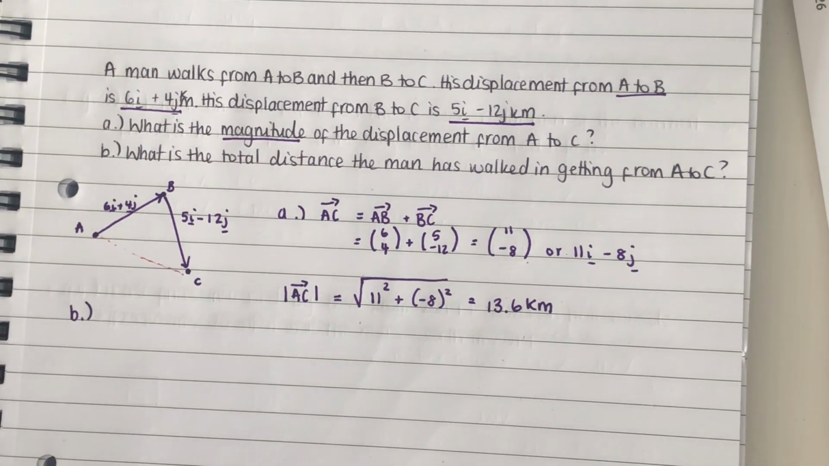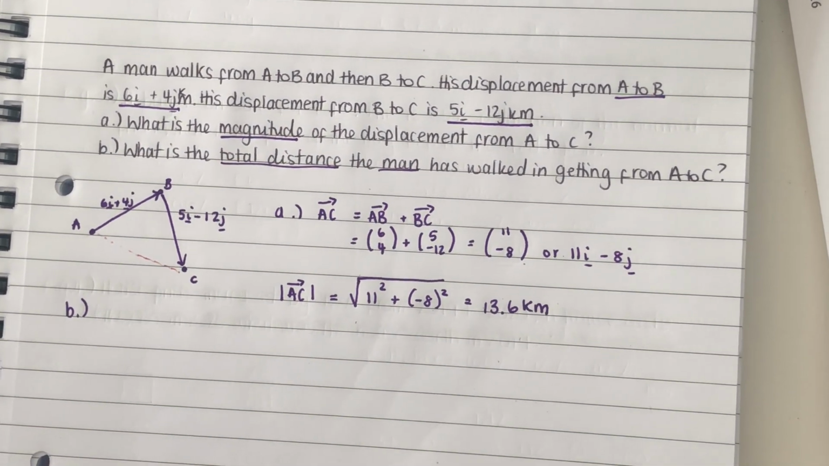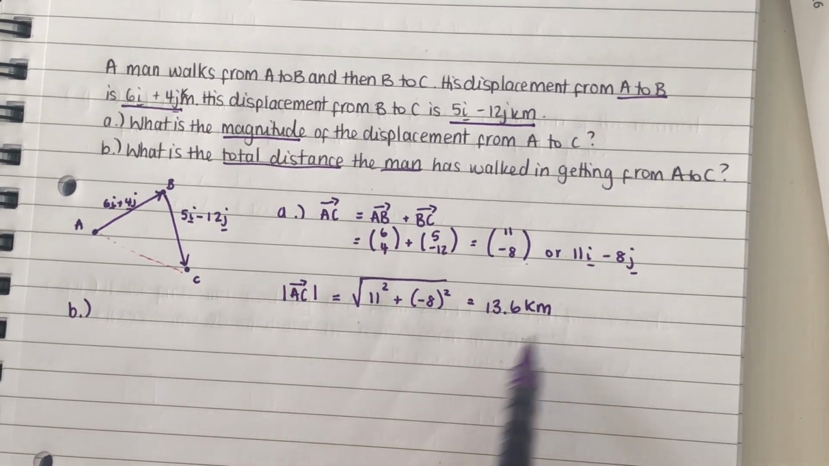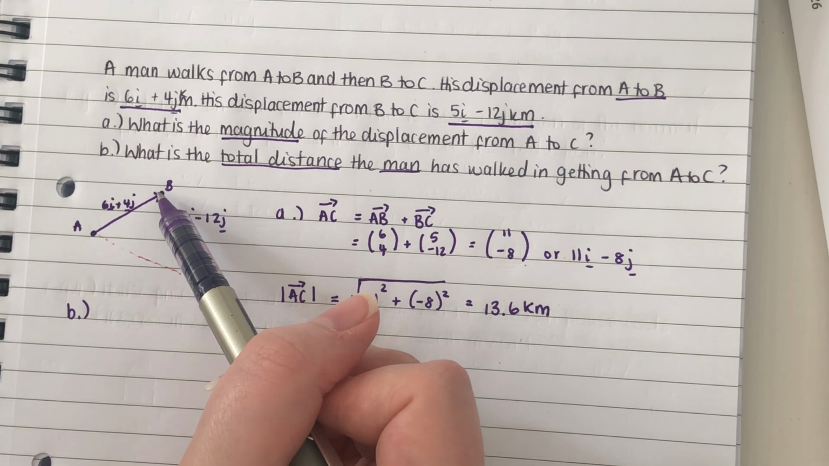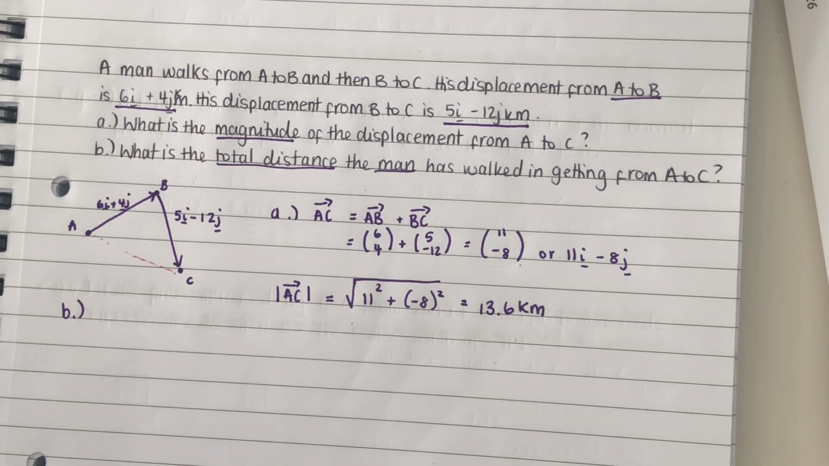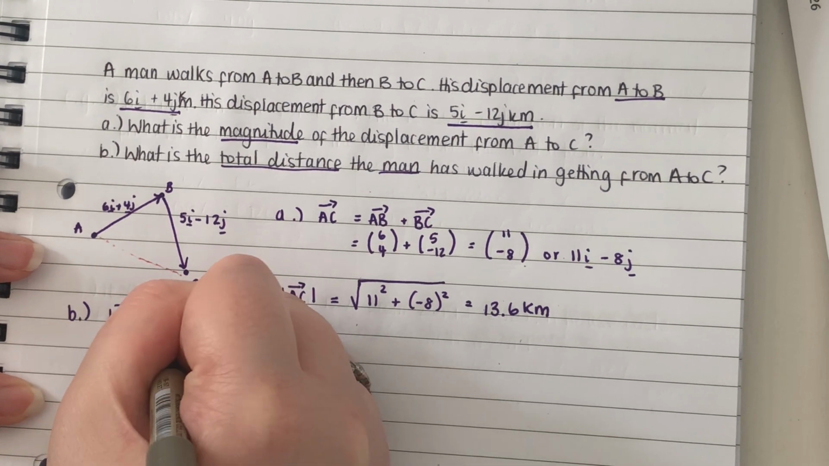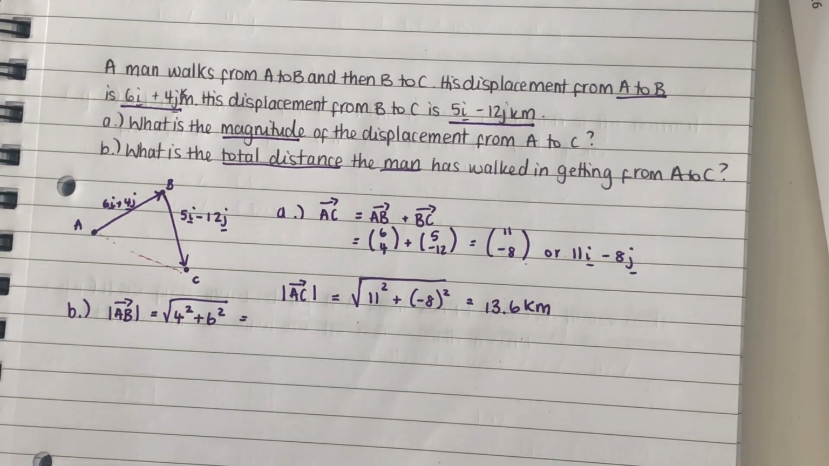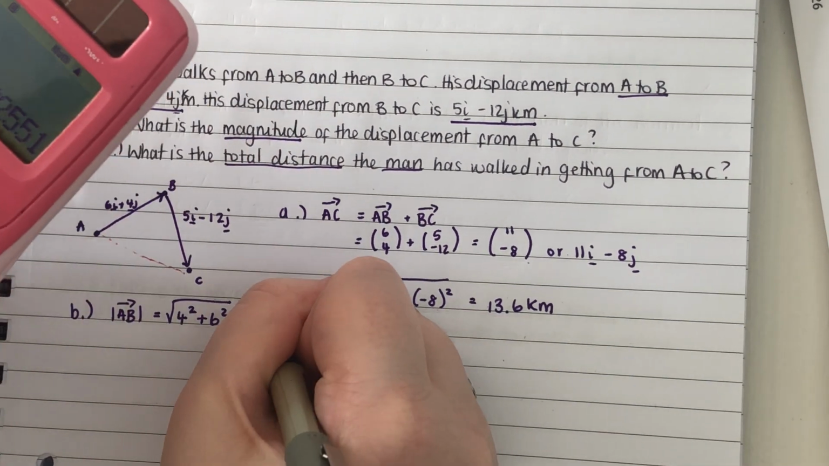Part B, it wants the total distance that the man travelled, because obviously he didn't do the quick route of just going straight from A to C. So what we need to do is find, similar to what we did for the second part of part A, the magnitude from A to B, which is the distance, and then do the same thing from B to C, and then we can add those two together. So from A to B, well, I've written it the wrong way, but it doesn't make a difference. So it'd be square root of 4 squared plus 6 squared, which gives me 7.2.